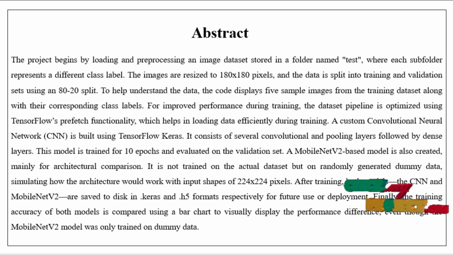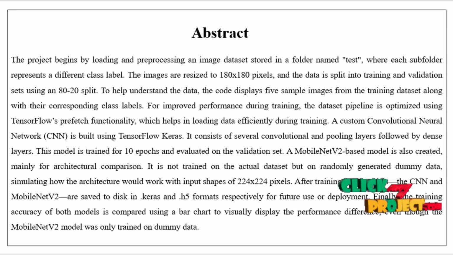Next, we create a custom convolutional neural network using Keras. It involves a convolutional layer, pooling layer, and dense layers. This model is trained for 10 epochs and evaluated on the validation set.